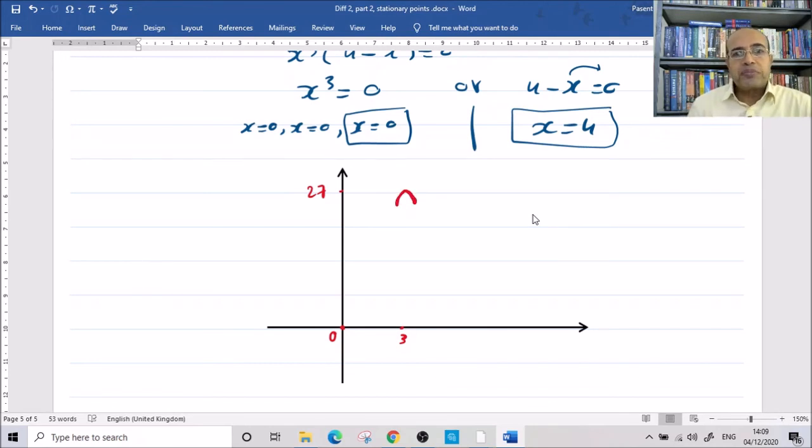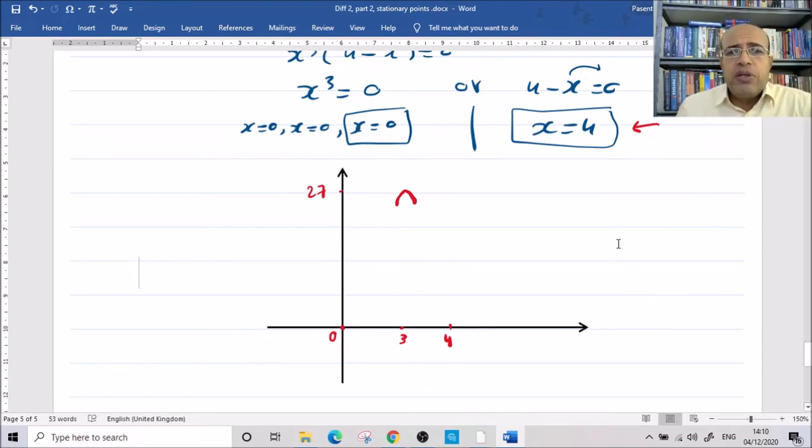Now, x equals 4 is the point of intersection with the x-axis. So this point is 4. So we need this point. Those are all the points that we need in that example.